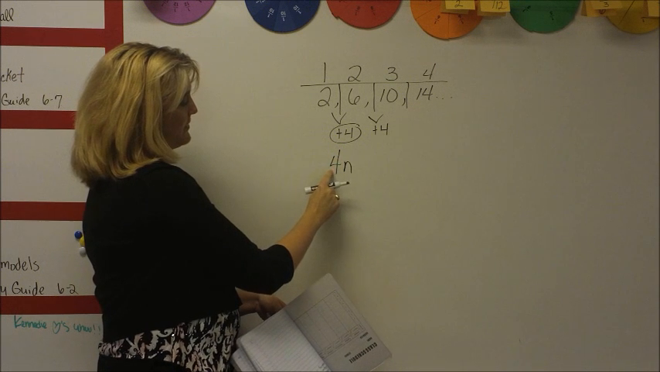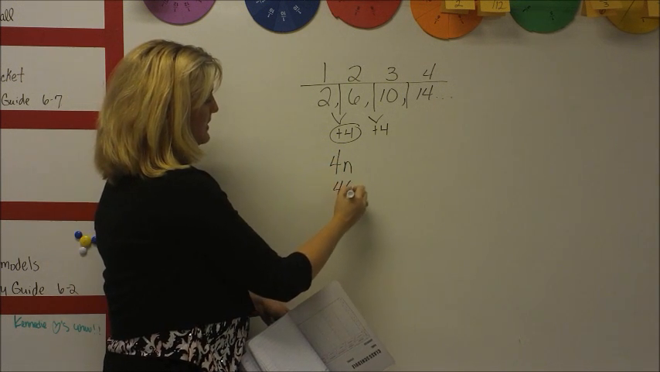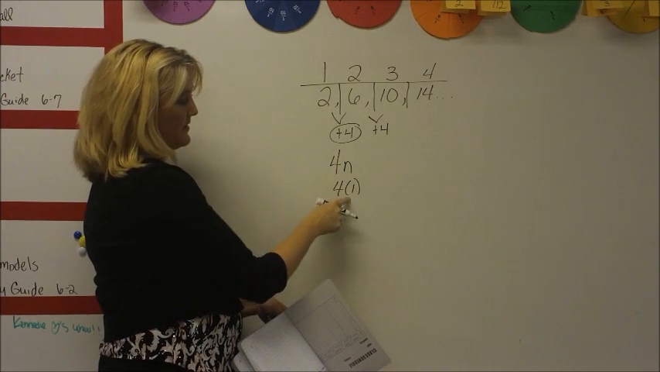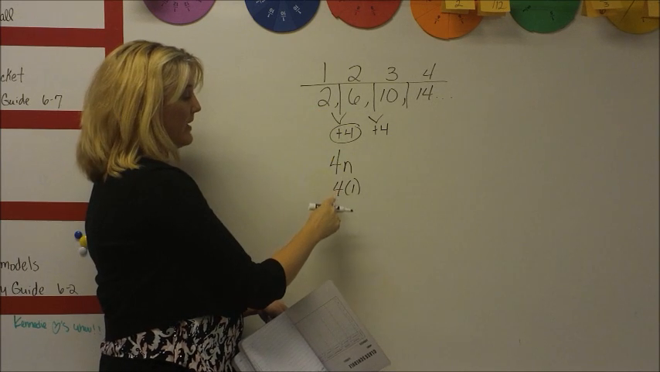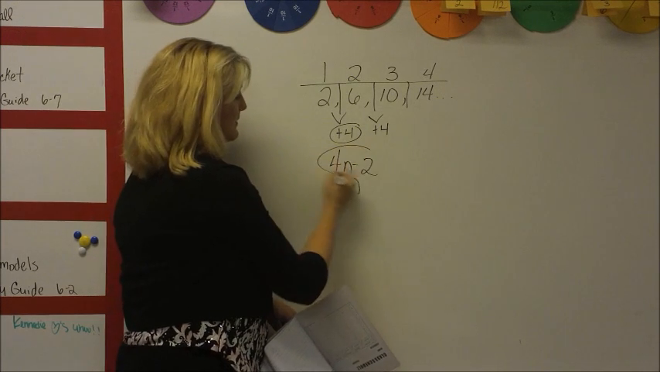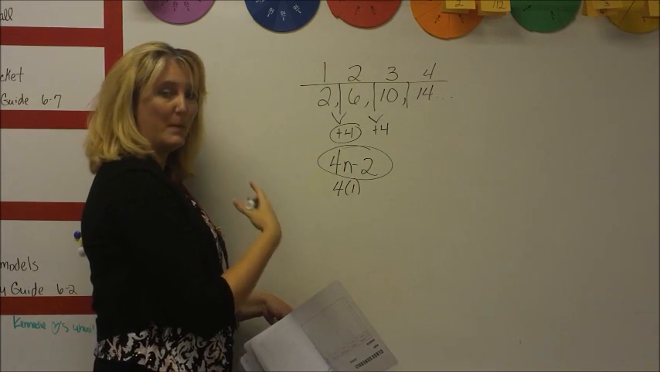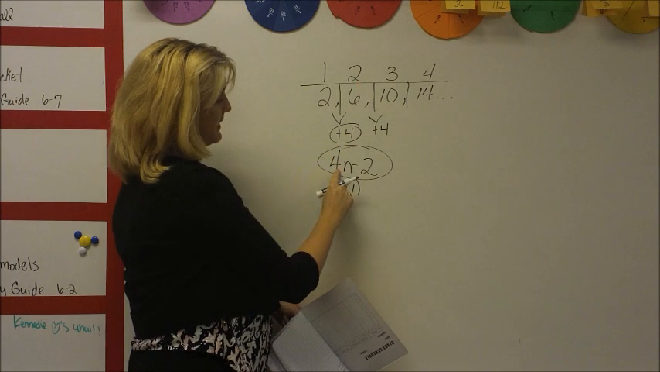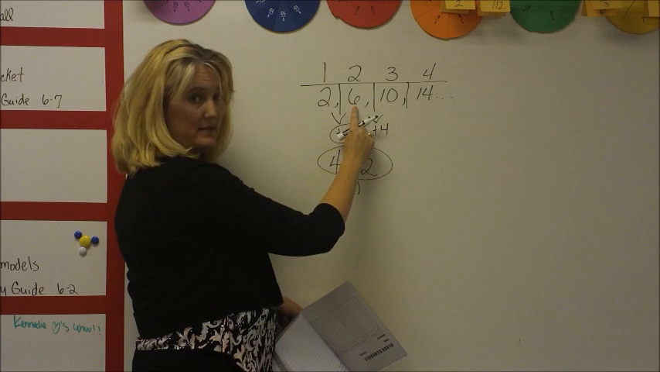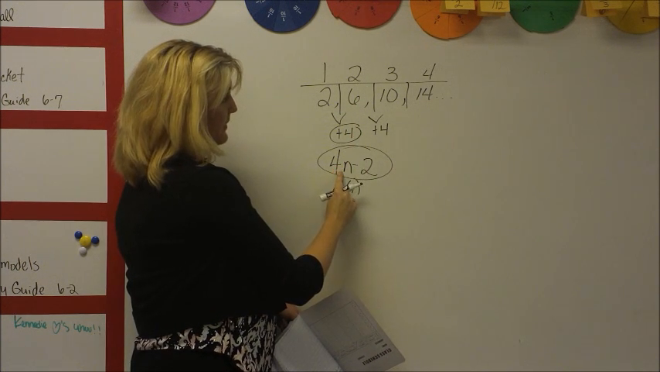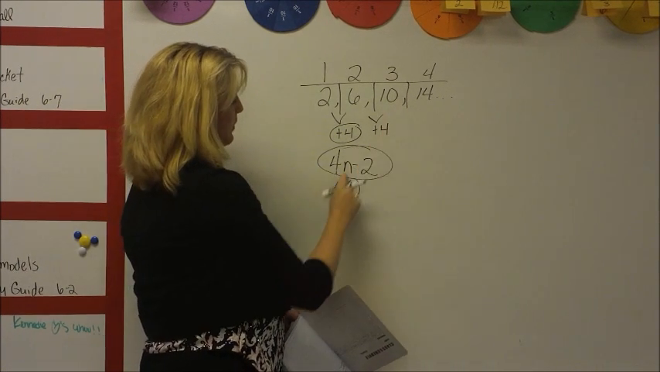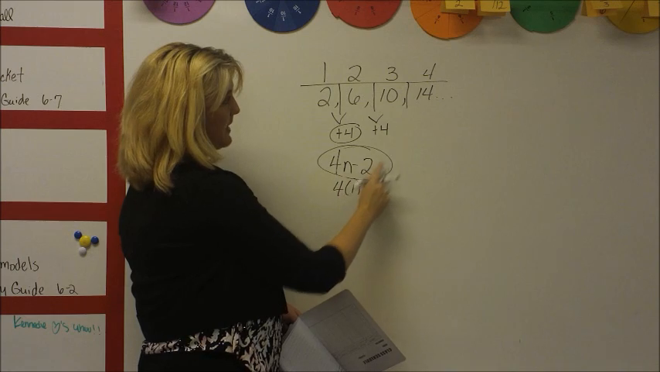Now, if I plugged in a 1, 4 times 1 for first position, I get 4. My first position isn't a 4, it's a 2. How do I get from 4 to 2? Well, I have to subtract 2. This expression will get me any term in the sequence. See if it works for second position. 4 times 2 is 8. 8 minus 2 is 6. 4 times 3 is 12. 12 minus 2 is 10. Okay? 4 times 4 is 16. 16 minus 2 is 14.